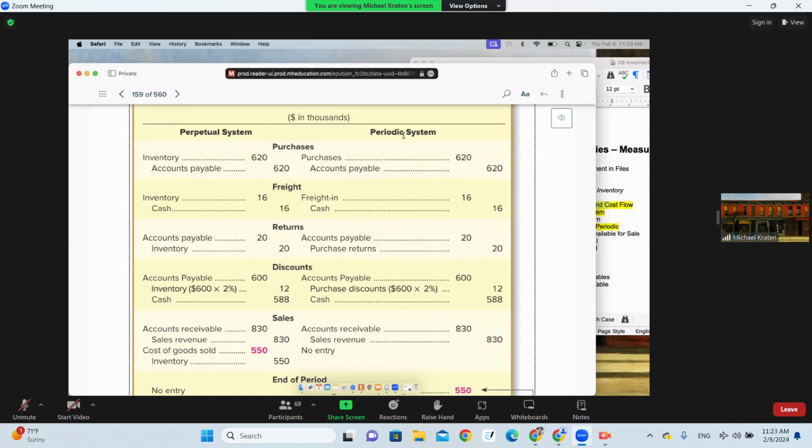But I do want you to understand, number one, that the periodic system column fundamentally is the same accounting as the perpetual system. And number two, I do want you to understand that the words or the phrases that define inventory are different in the right column.